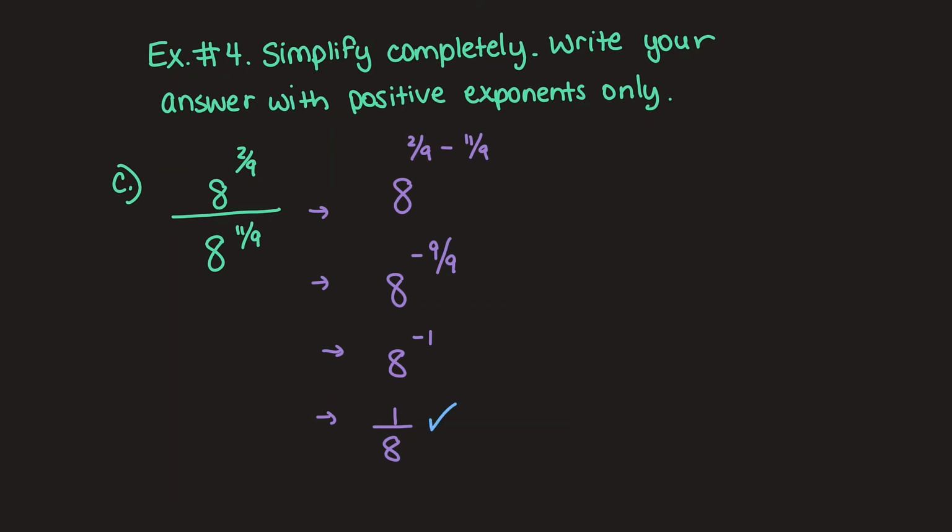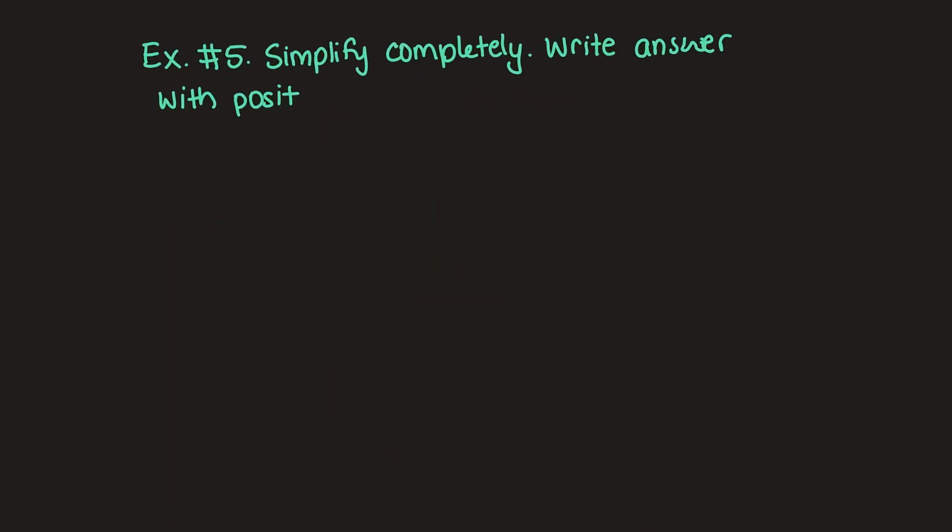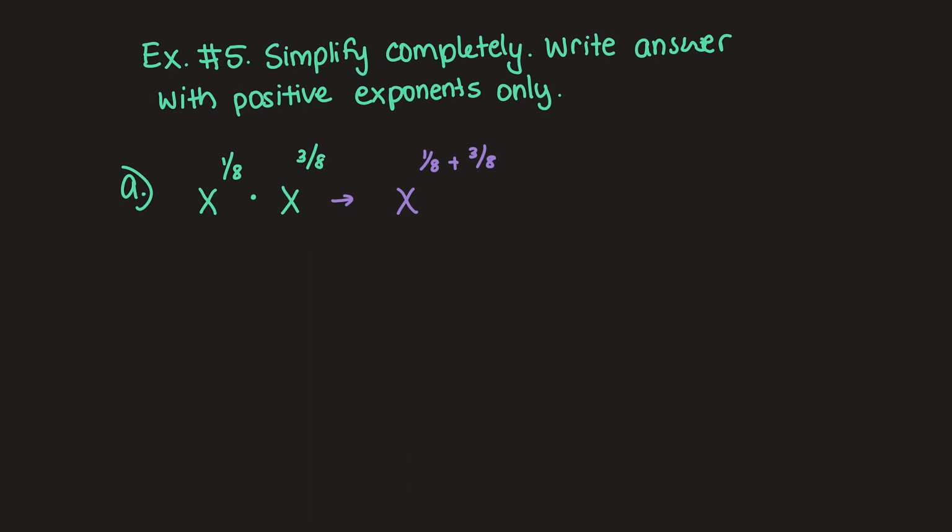Now let's try some examples of expressions with variables. So for example 5, we want to simplify completely and write our answers with positive exponents only. So for this, we can use our product rule and add the exponents while keeping the common base. So we get x to the 4/8, which can be simplified as x to the 1/2, and then rewriting this as a radical will give us square root of x, which actually can't be broken down further, so we can just leave it as square root of x or as x to the 1/2 power.